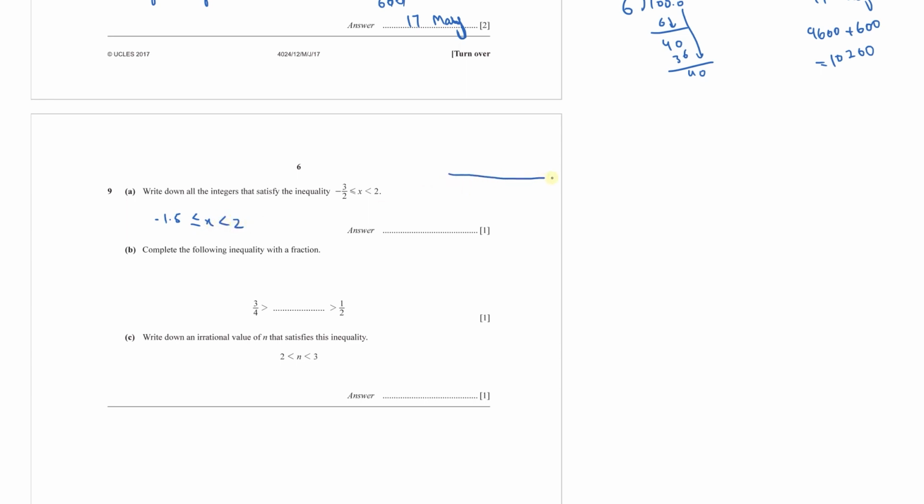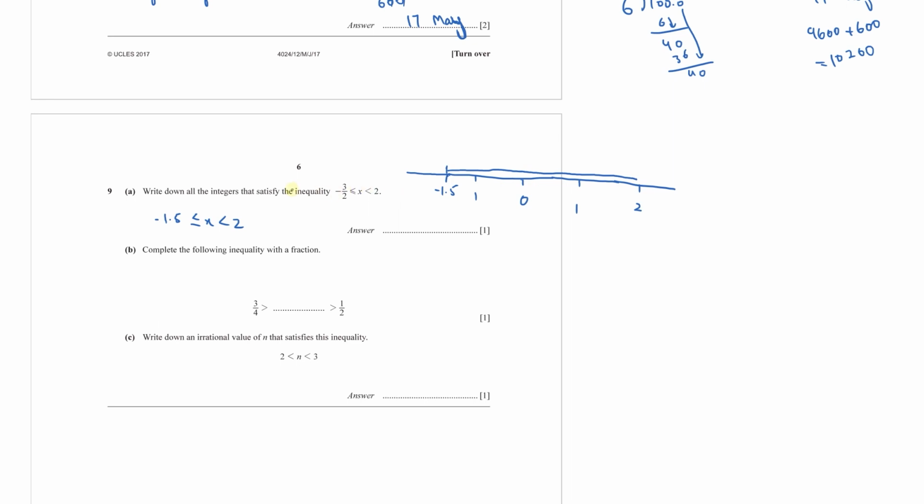So if I draw the number line here, I have minus 1.5, then 0 here, then 1 here, and then 2 here. So x is greater than or equal to minus 1.5 and less than 2. Let me draw this again here. So x goes on from here till here. So minus 1.5 is included, but 2 is not included.